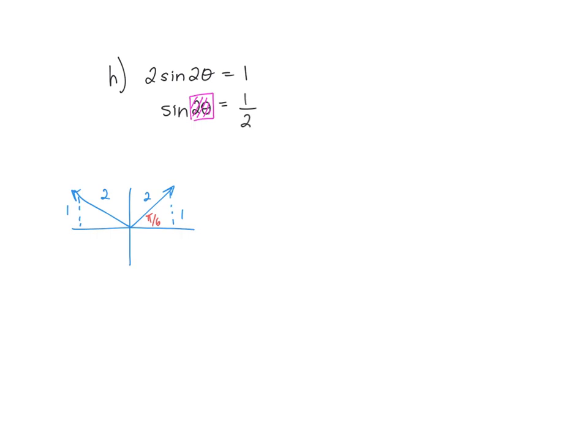I can use my special triangle to write out what my related acute angle is. And so I know those values, right? So I know what my related acute angle is. And so now I can start to think about a few things. I can now keep in mind that normally I would be able to state what was between 0 and 2 pi.